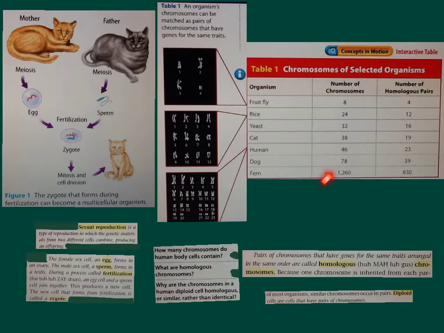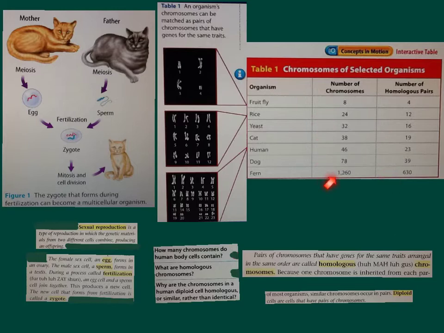Okay, I'll give you a second. If you take a look at the number of homologous pairs, you will notice that this number is doubled to become this number. The number of chromosomes is always twice the number of pairs. Remember, a pair is 2. So if you're looking at this pair of 4, if you multiply it by 2 because there are 4 pairs of 2 things, it makes 8. So all these numbers are doubled to produce these.